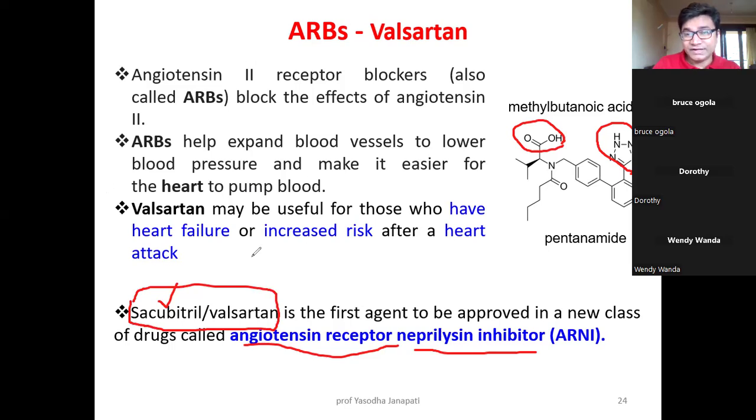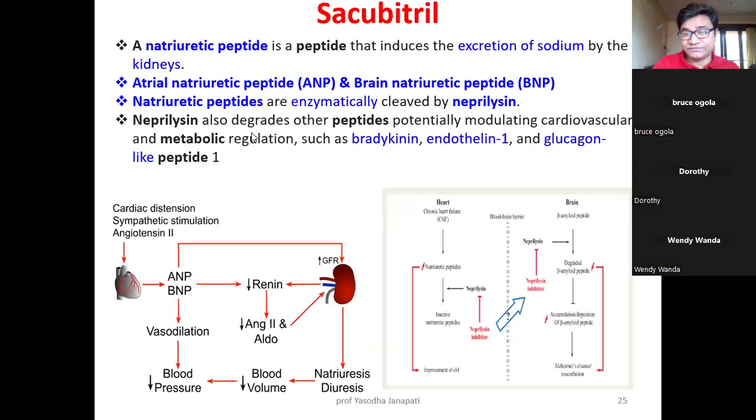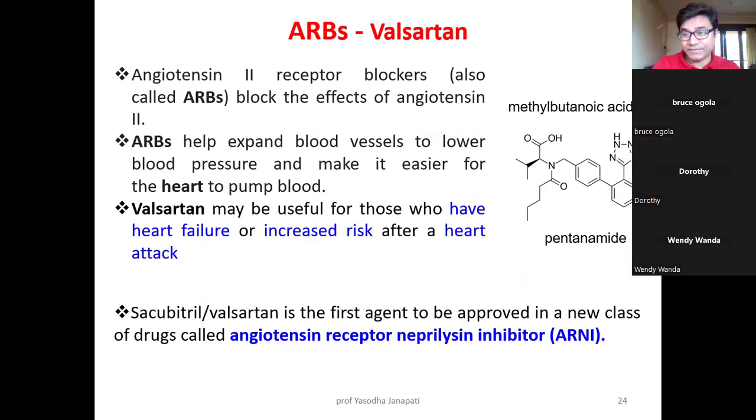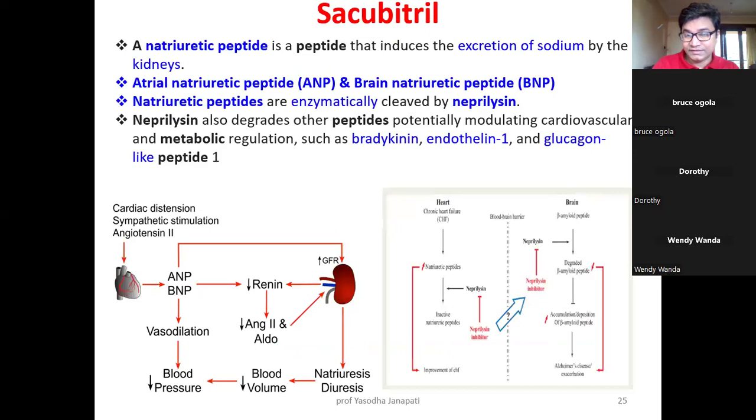So let us discuss valsartan, Sacubitril. Valsartan we have already discussed. Please refer to the antihypertensive drugs. Among all those beta blockers, valsartan is widely prescribed for CHF. Now here, we want to discuss Sacubitril. Before discussing Sacubitril, we will learn about one of the peptides, called natriuretic peptides. So this is the new concept. Please try to observe.